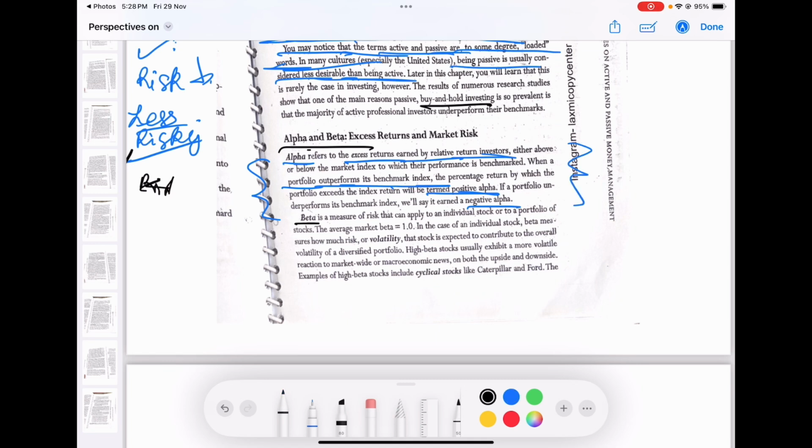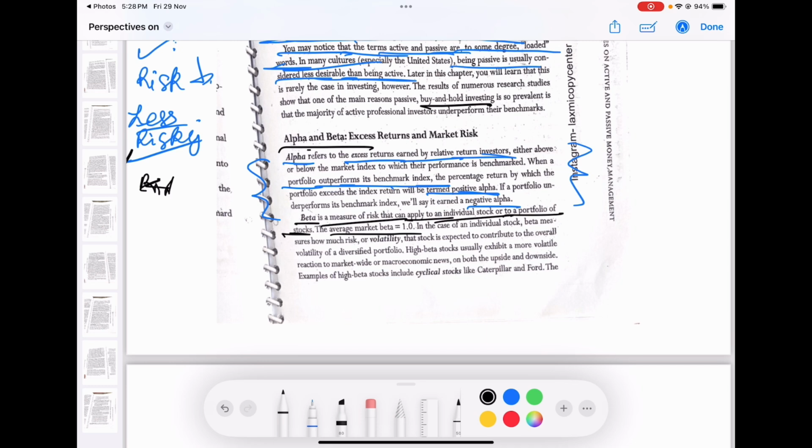And then we have beta. Beta is a measure of risk that you can apply to an individual stock or portfolio. So beta is basically the risk. It talks about the volatility. Whenever you talk about the word beta, the first thing that should come to your mind is volatility, right? If some stock has a high beta, that means that it is more volatile. If some stock has a low beta, that means it is less volatile, right?